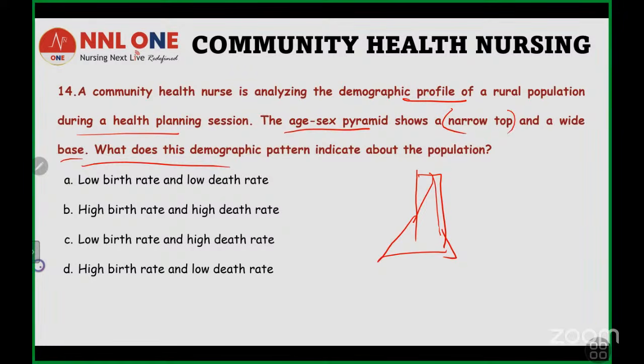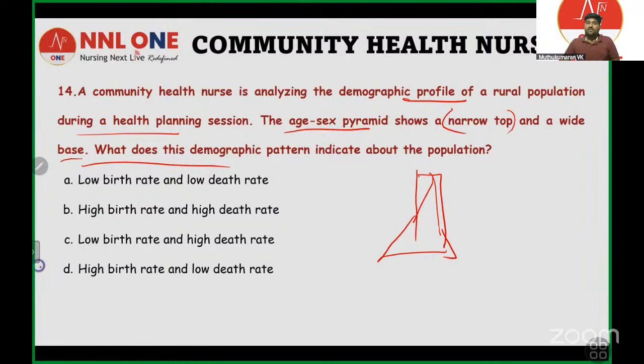See, they have given narrow birth rate, narrow top. See the birth rate and the death rate. The birth rate is increasing, and they are telling that the death rate is also increasing. So now tell me, what component is it here?